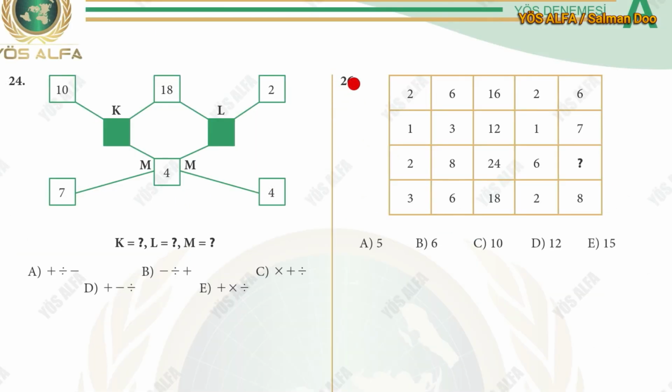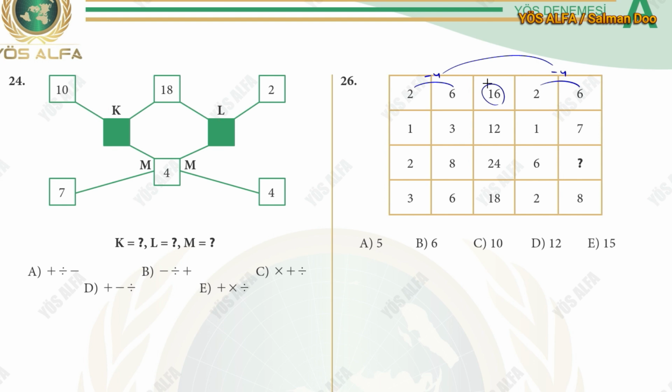26. Number table again. We need to find a relation between the numbers. And on the first row, the difference between the first two numbers is minus 4. And the difference between the last two numbers is minus 4 again. And the multiplication of these two gives us 16, which is the result over here.